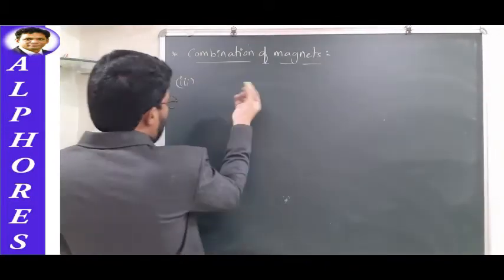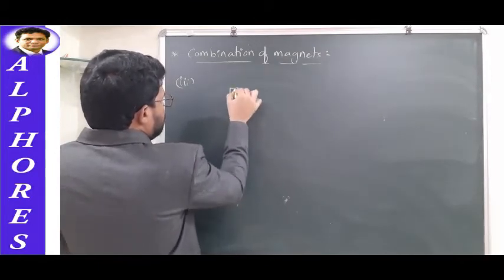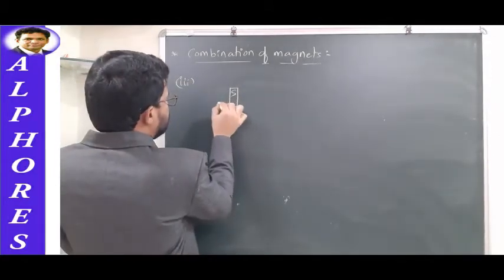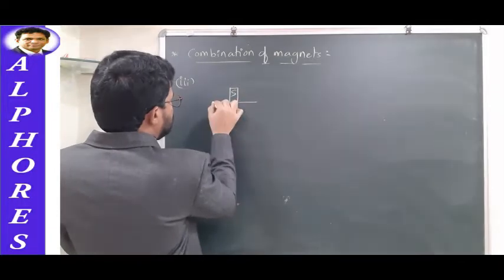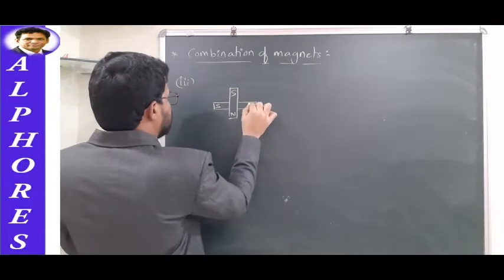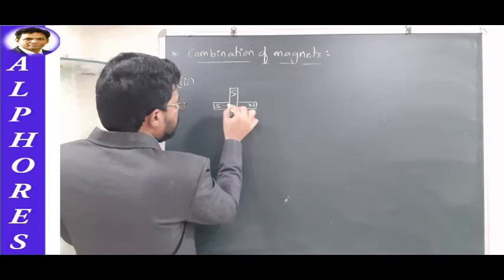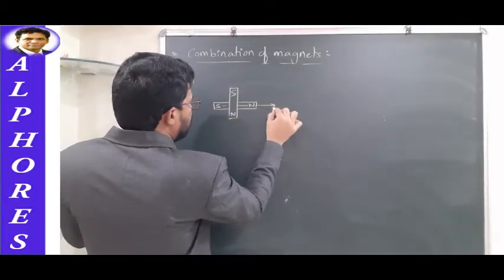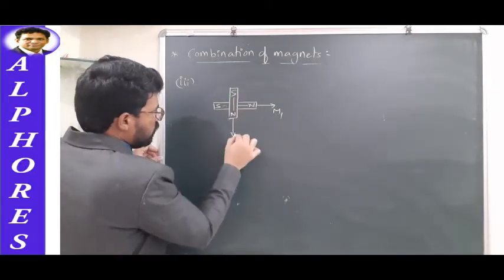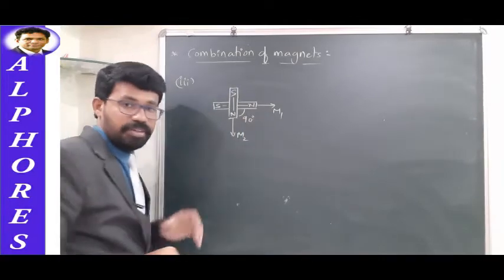Okay. So let me consider one more possible orientation. What I'm going to do is, I will arrange magnets like this. South, north. South, north. So here the magnetic moment of this one will be along this direction. I will take it as M1, and the magnetic moment of this one is from south to north in the downward direction, M2. Now what is the angle between these two? It's 90 degrees. It's obvious from the figure, isn't it?